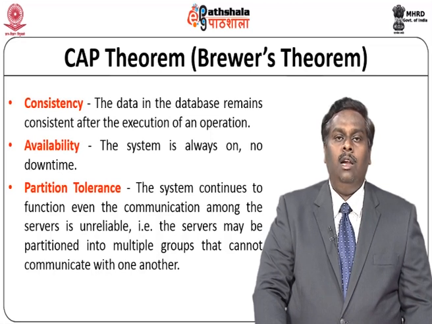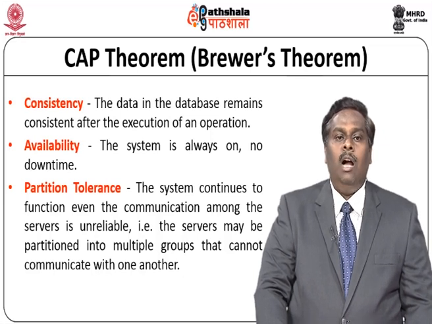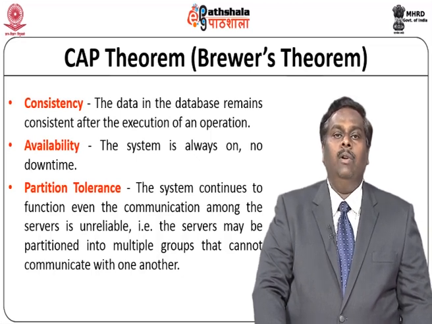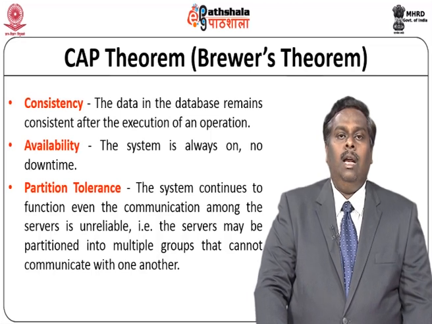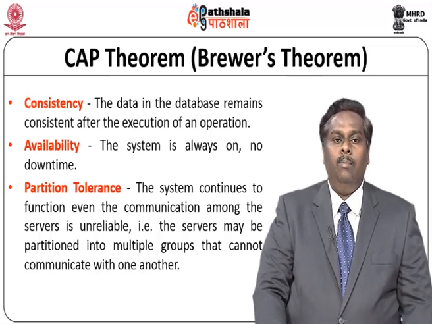So, data in the database remains consistent after the execution of an operation. This is called consistency. Availability is that the system is always on and there is no downtime. In other words, data as well as the application is going to be available 24/7.